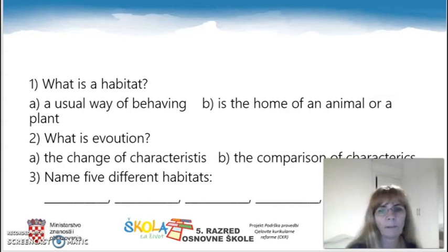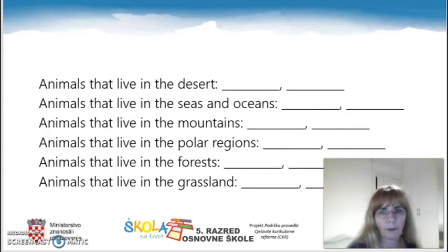Fine. And now name 5 different habitats. And the final task, and you may do it in your notebooks, name 2 animals that live in the desert and 2 animals that live in the seas and oceans, and 2 animals that live in the mountains, and 2 animals that live in the polar regions, and animals that live in the forests, and animals that live in the grassland. And think about how they adapted to their habitat.